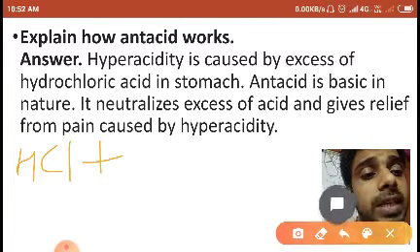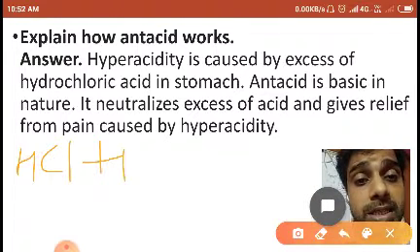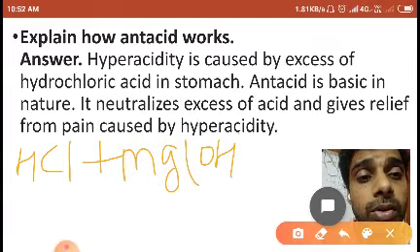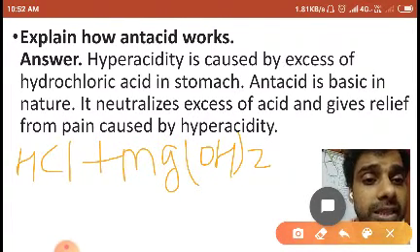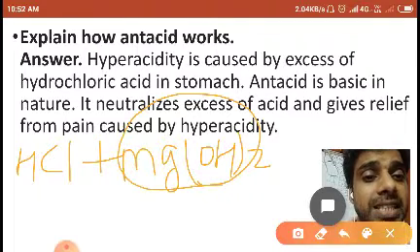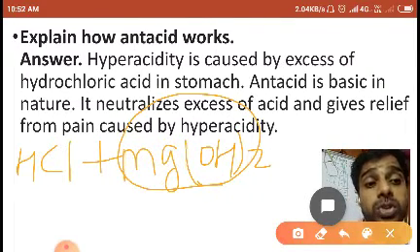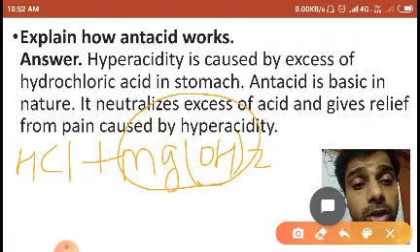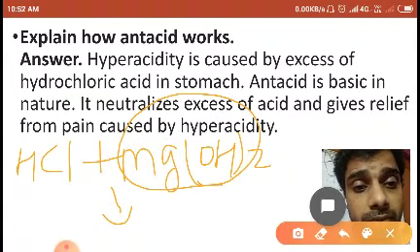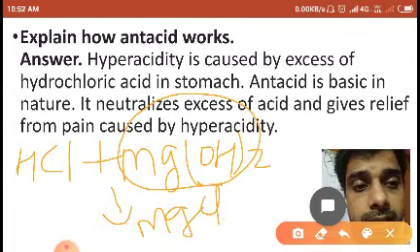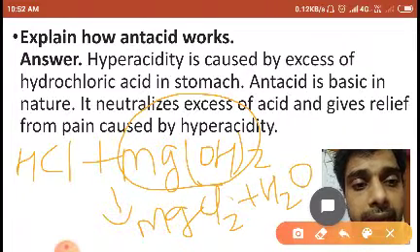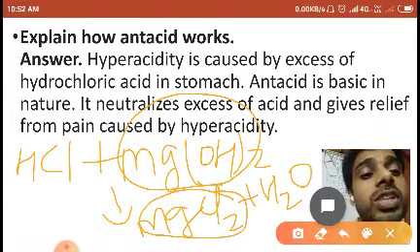Milk of magnesia is Mg(OH)2. Milk of magnesia, or Digene also, the doctor prescribes. That will form MgCl2 plus H2O, and MgCl2 is a neutral compound.